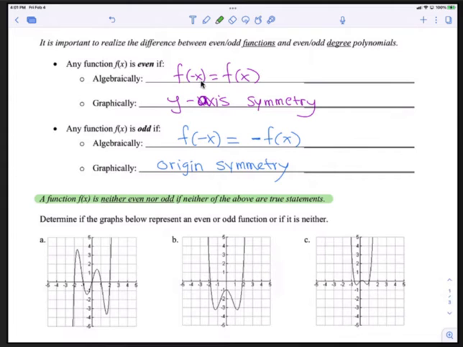Now, what if it was true that f of negative x was not equal to f of x? Well, that would mean it's not even. What if it was also true that f of negative x was not equal to the negative of f of x? That means it is not odd. So it's possible that a function is neither even nor odd. If it has neither of these two conditions, then we say it is neither even nor odd.